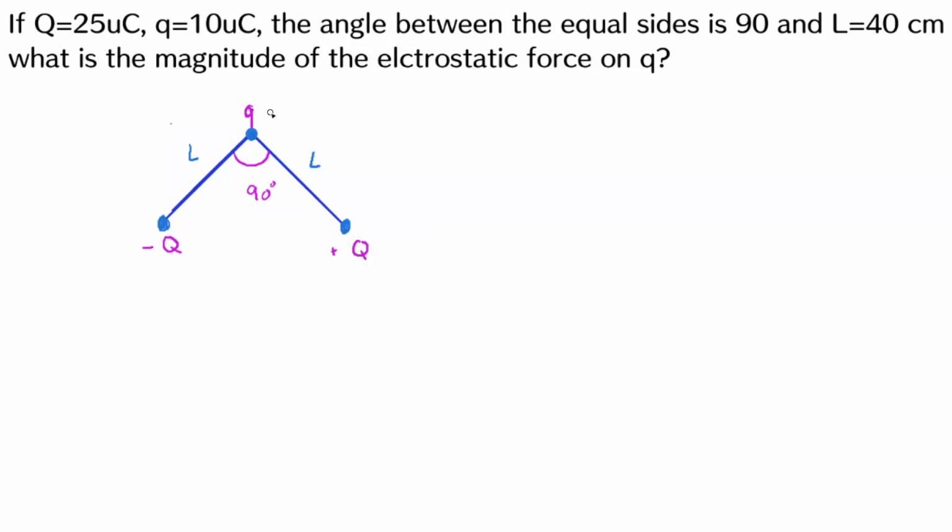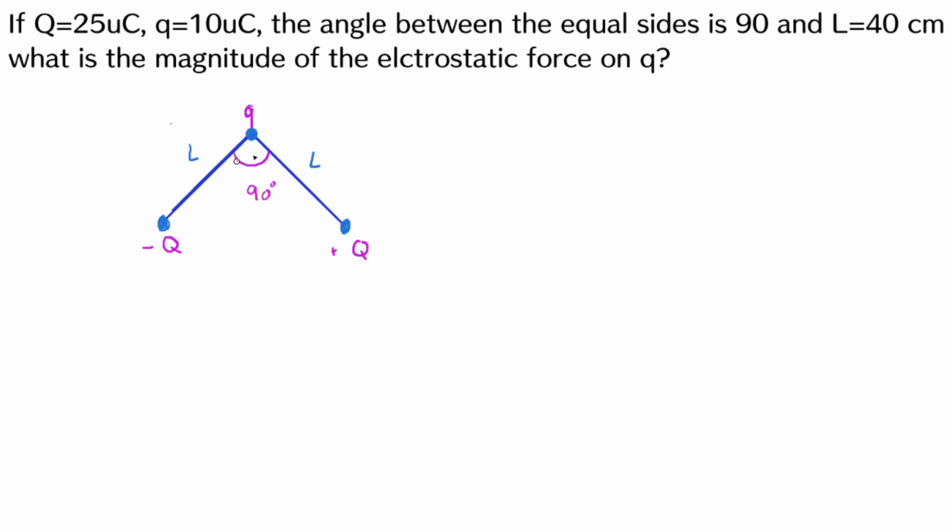Okay, so this question reads, if Q is equal to 25 microcoulombs and little q is equal to 10 microcoulombs, and the angle between the equal sides is 90 degrees, and L is equal to 40 centimeters, what is the magnitude of the electrostatic force on little q? Let's just have a look at this image.